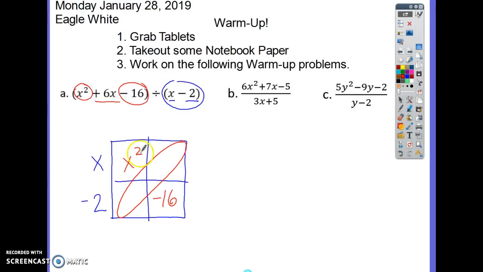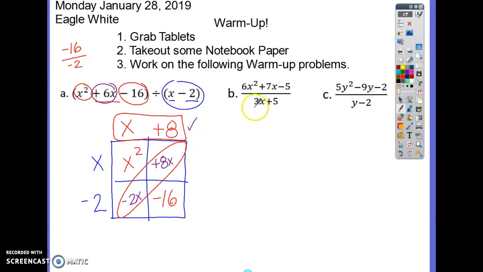So we start dividing. X squared divided by x is what? Just 1x. So x times x is x squared. And then negative 16 divided by negative 2. Put that in the calculator. Negative 16 divided by negative 2 is a positive 8. Okay, so that will be your answer. If you finish the problem off, x times 8 is positive 8x, and x times negative 2 is a negative 2x. And when you add those two, it gives you that positive 6. Okay, but your answer is x plus 8.